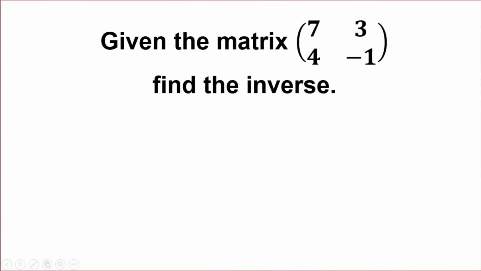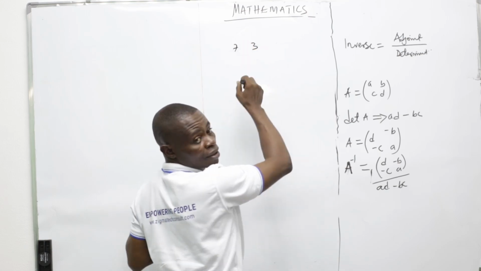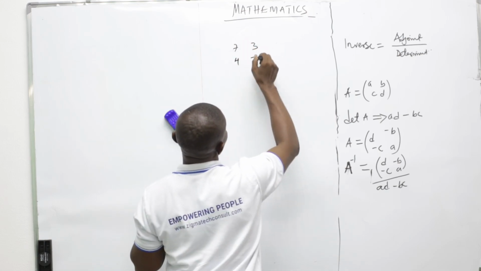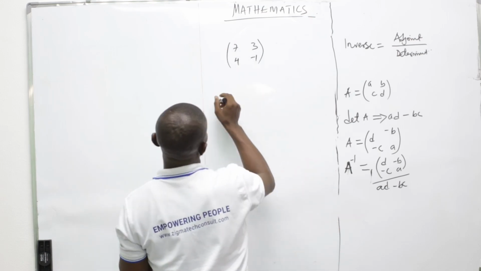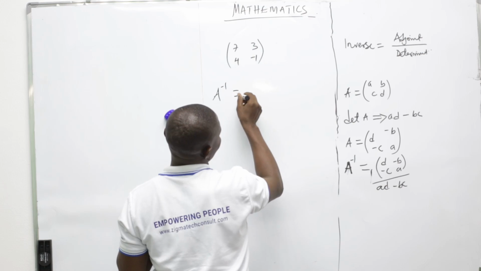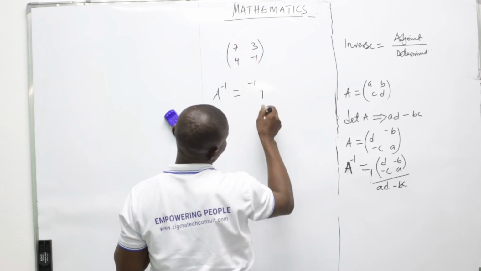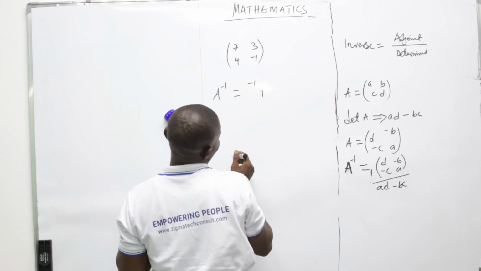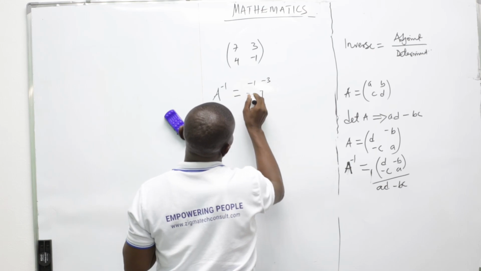So let us take one question. Find the inverse of this. Let's solve this question. The matrix is 7, 3, 4, and minus 1. There's no cause for alarm here. The inverse, let's say A inverse, equals changing of position, minus 1 taking the position of 7, 7 taking the position of minus 1. Then 3 and 4 attaching with minus sign.